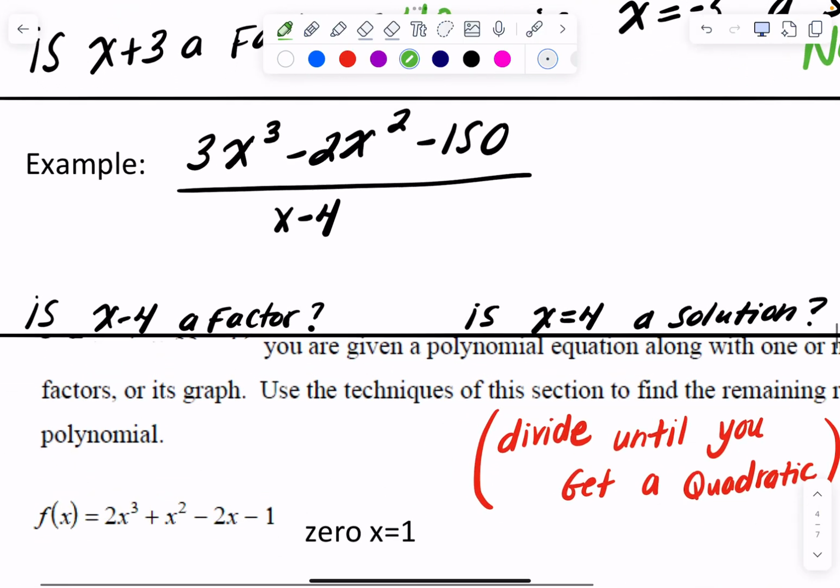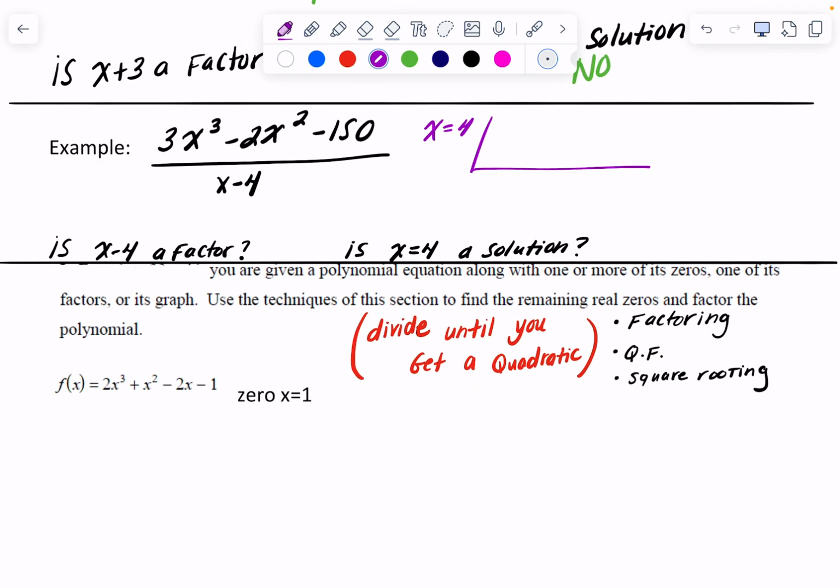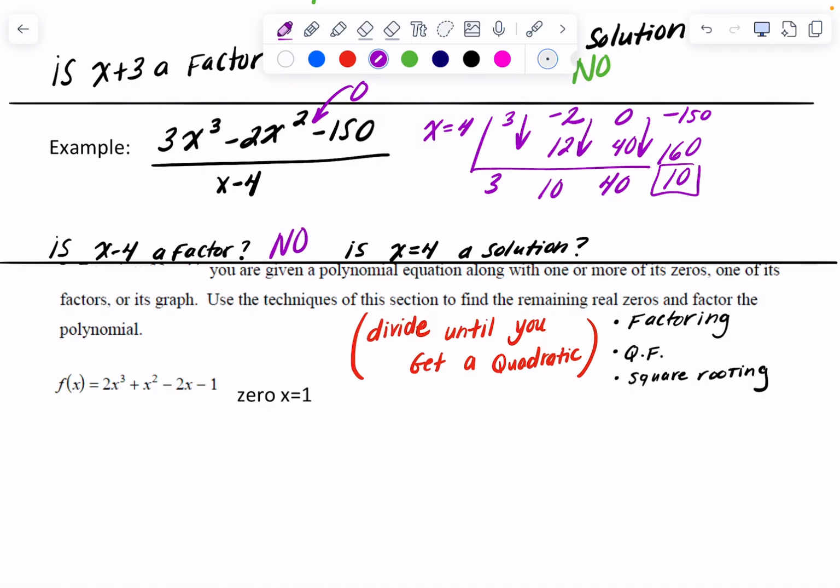It says, is this a factor? Is this a solution? So you would say x equals 4. You would go through and do synthetic division, right? 3, -2. Add straight down, multiply up. Add straight down, multiply up. Add straight down, multiply up, add straight down. I get a remainder of 10. So answer it. Is it a factor? No. Then is 4 a solution? No. So you're going to say, well, I can't factor it with that information then.